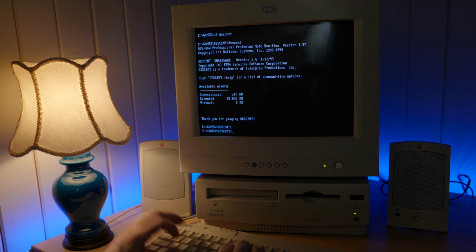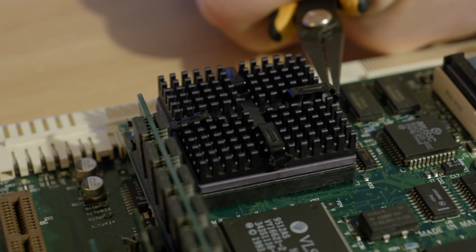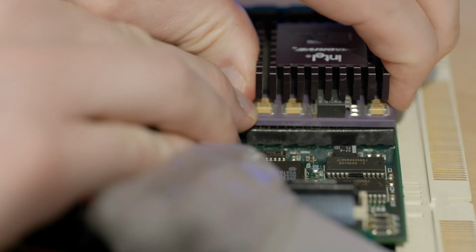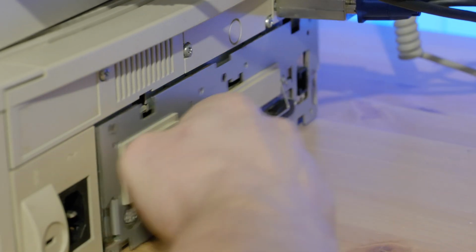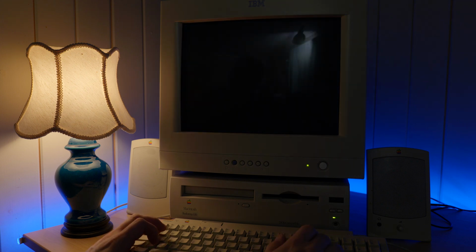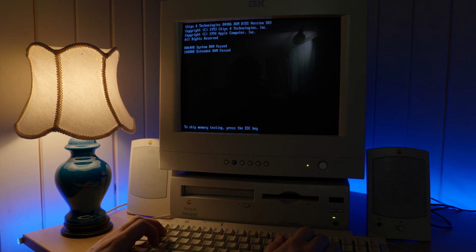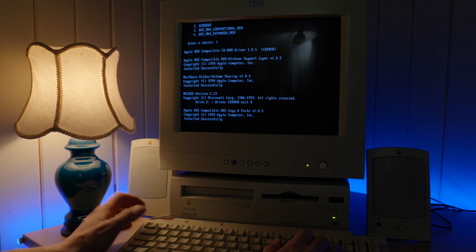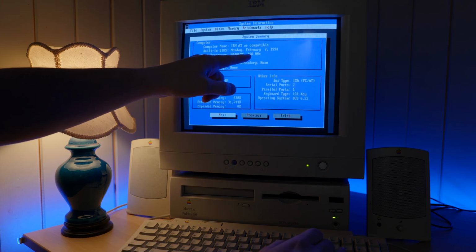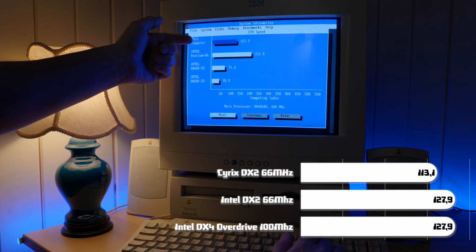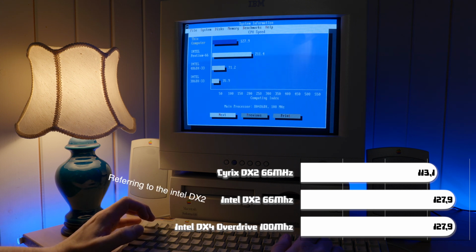So let's go ahead and get that DX4 Overdrive in here. Okay, so let's hope that the PC still starts. And it looks like it does. Nice. And going into DOS. Oh yeah, it works. Awesome. 486 DX 100 megahertz. Let's look at the benchmarks. CPU speed: 127.9. That's interesting. That's not all that much faster than the 66 megahertz one.